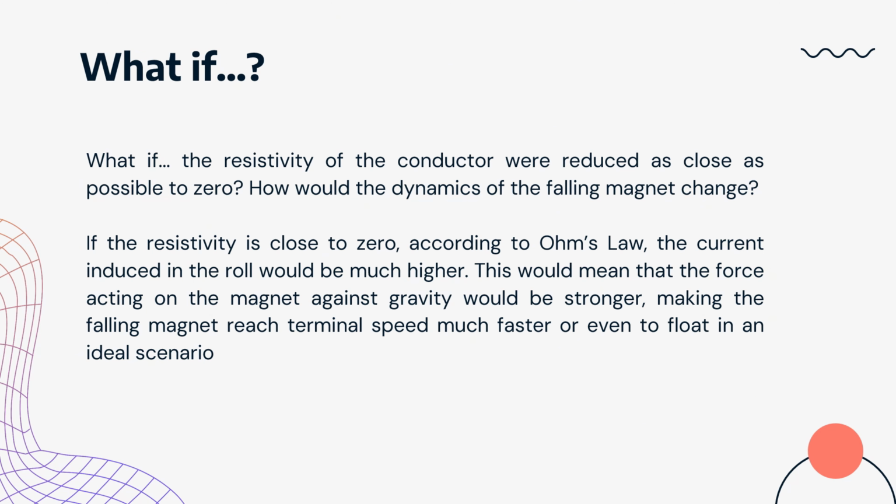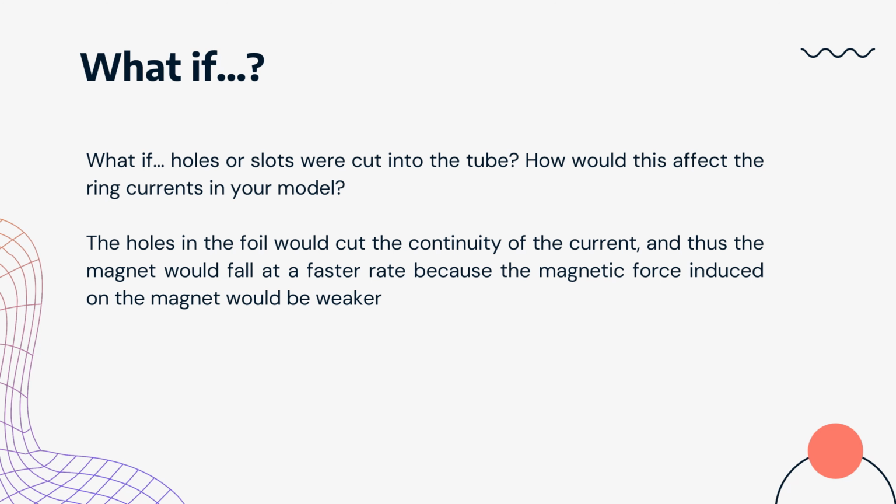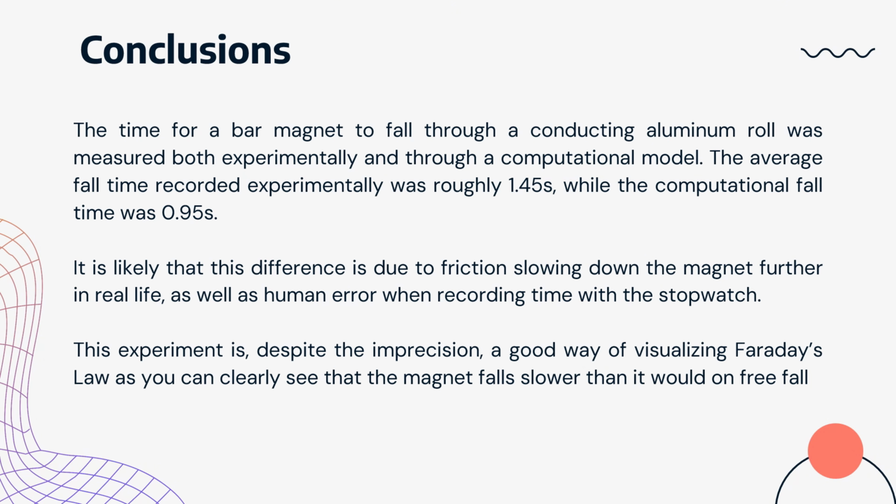If the resistivity is close to zero, according to Ohm's law, the current induced in the roll would have been much higher. This would mean that the force acting on the magnet against gravity would be stronger, making the falling magnet reach terminal speed much faster or even float in an ideal scenario. The holes in the foil would cut the continuity of the current, and thus the magnet would fall at a faster rate because the magnetic force induced on the magnet would be weaker.